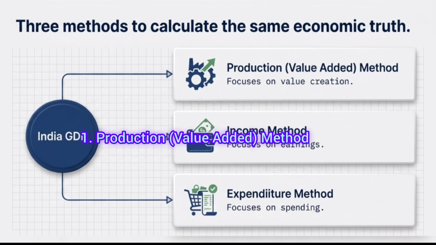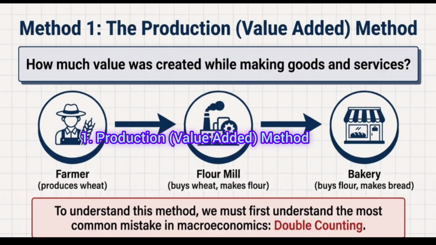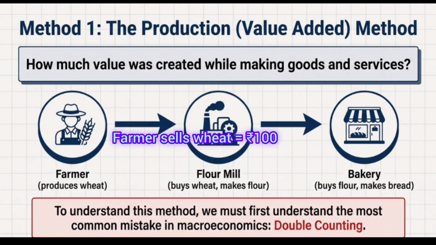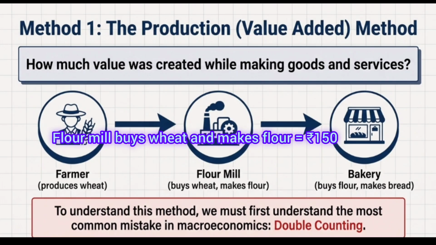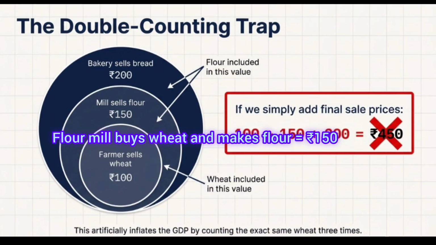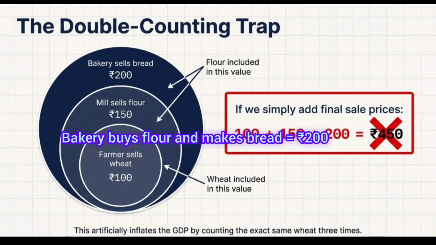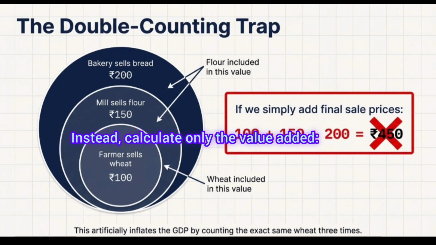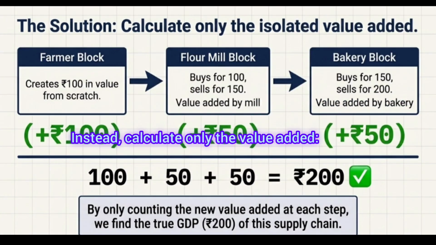1. Production, value added method. This asks how much value was created while making goods and services. Example: farmer sells wheat is equal to 100 rupees. Flour mill buys wheat and makes flour is equal to 150 rupees. Bakery buys flour and makes bread is equal to 200 rupees. If we simply add 100 plus 150 plus 200 is equal to 450 rupees, that is wrong, double counting. Instead, calculate only the value added.